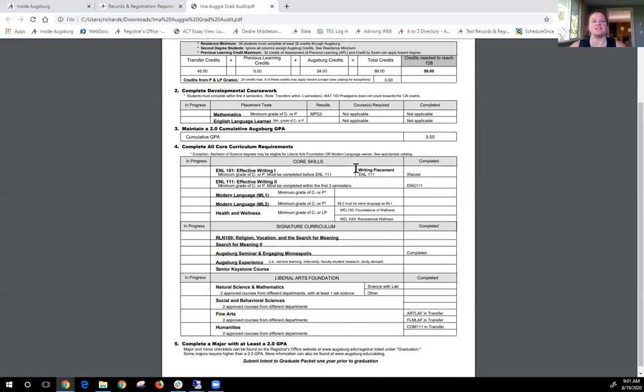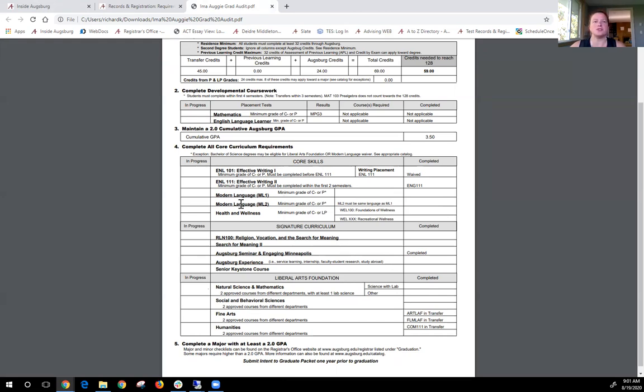Many students are placed out of effective writing 1. As you can see, Ima received a placement based on effective writing 1, based on her past academic experience, and now that requirement is waived. So you can move straight on to effective writing 2. Many students have this course in transfer, just like Ima Augie does. If you don't have this course in transfer, we recommend that you take this as soon as possible because it develops your writing skills to the college level.